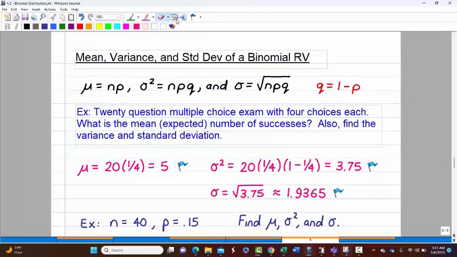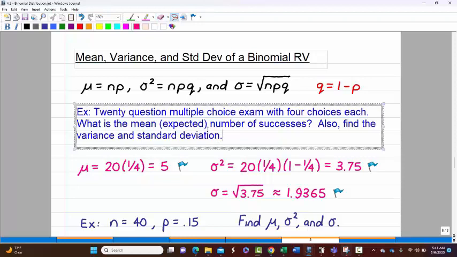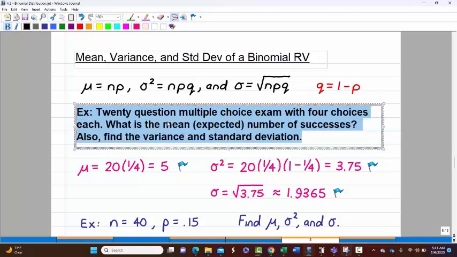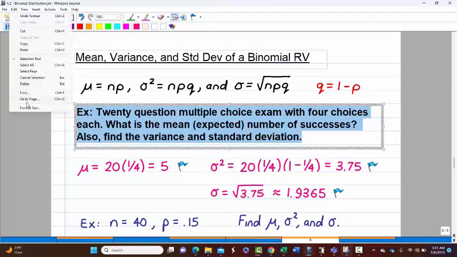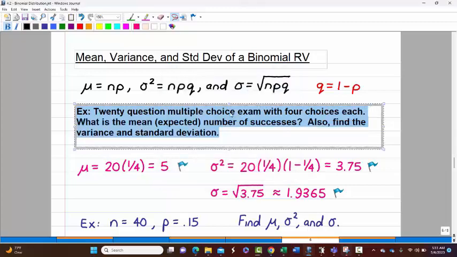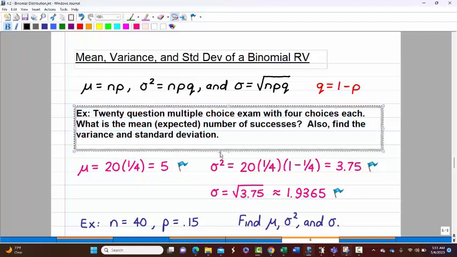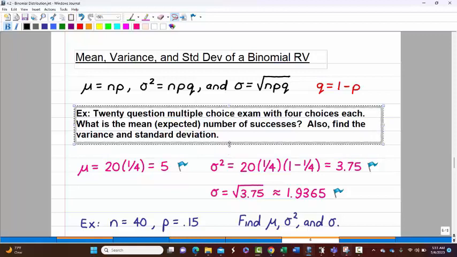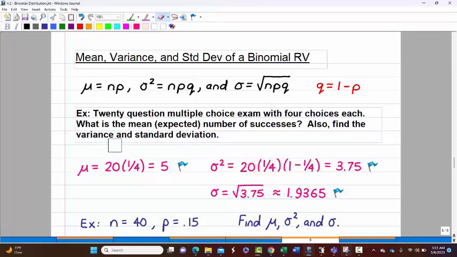A 20-question multiple choice exam, 4 choices each. What is the mean number of successes? Expected number of successes. So this is where you have to realize that the probability is 1/4, like we talked about earlier. Because there's 4 choices. So read that carefully. It could be 5 choices, could be 3 choices. Doubt if it'd ever be more than 5, but so it's 20 times 1/4 equals 5.